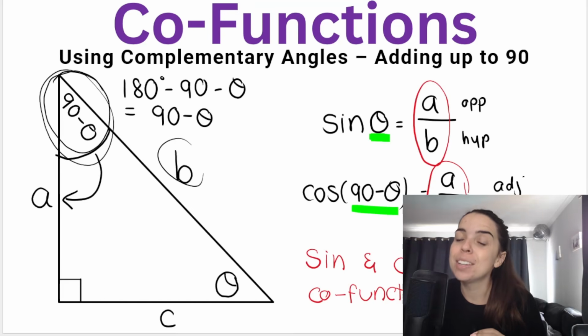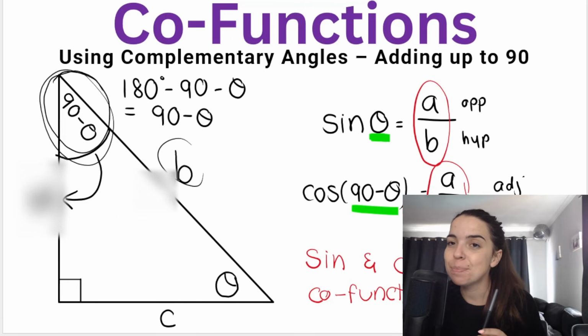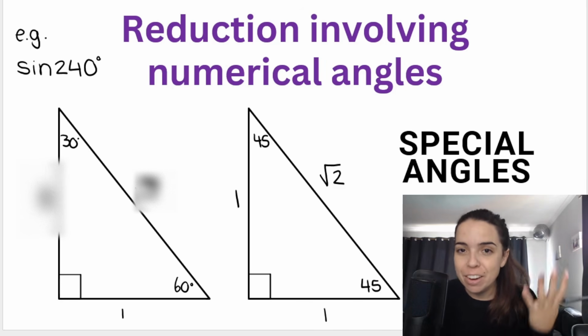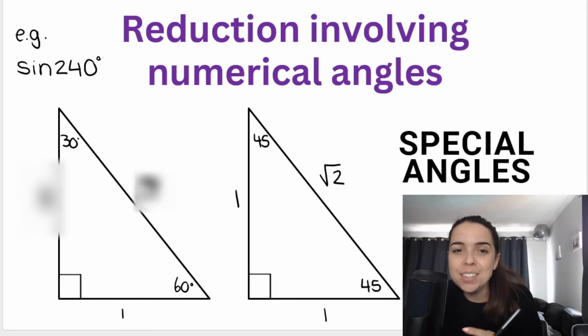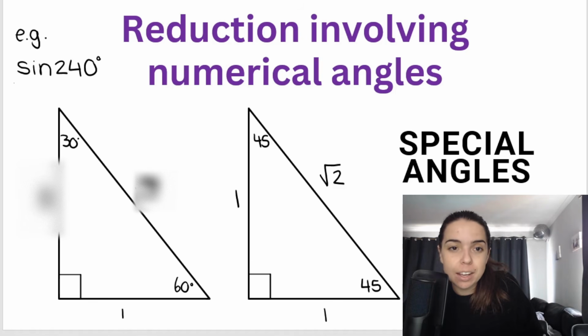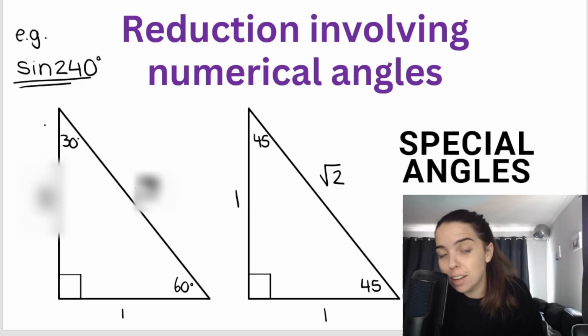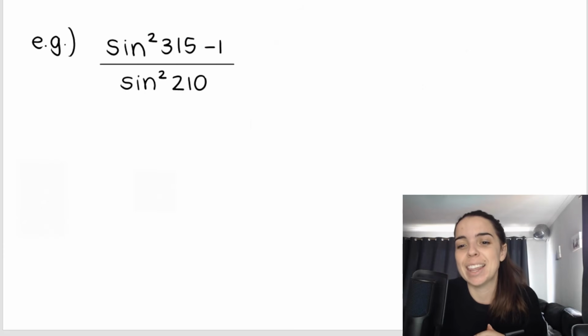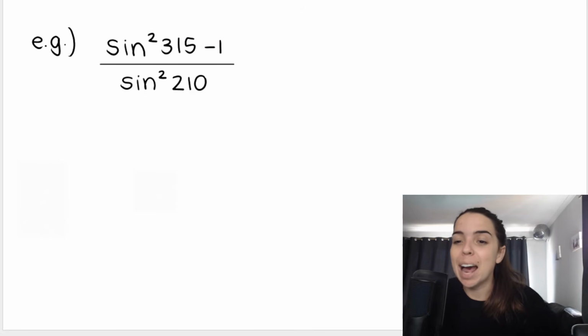I hope that that has helped you understand cofunctions. In the next videos, we'll go over reduction involving numerical angles, where we have to use special angles. You'll know how to do things like reducing this or simplifying this without a calculator and things like this. And later on in this playlist, I also cover identities.